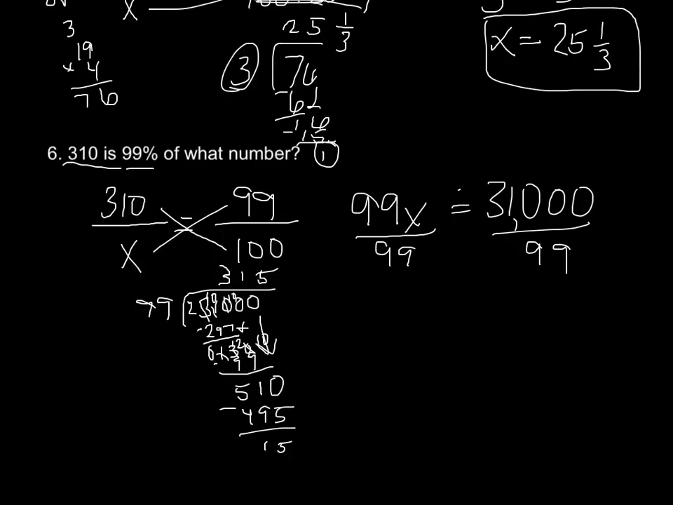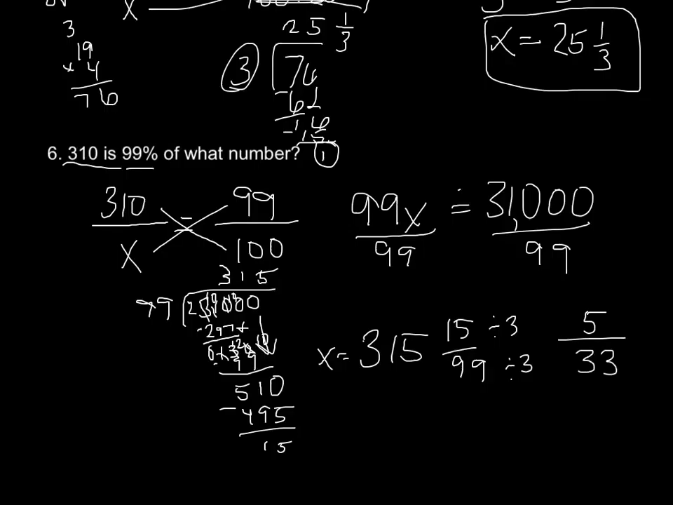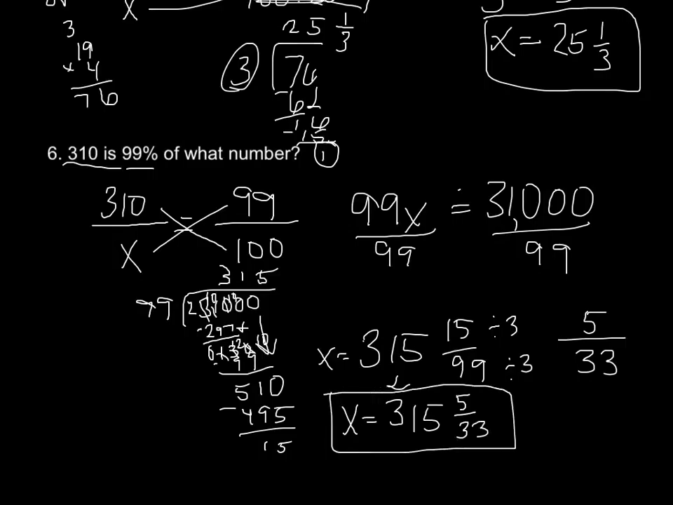Okay, here's what I'm going to do. 313 and 15 over 99 is what my x equals. But I think I can reduce this. I'm going to try 3's. So that goes in there 5 times. 99 divided by 3 would be 33. So our x equals 313 and 5/33. Okay, it looks like a weird number, but again, don't get freaked out by it.